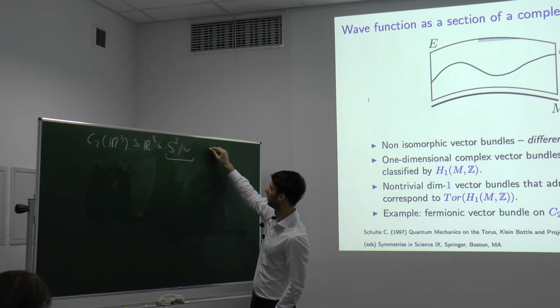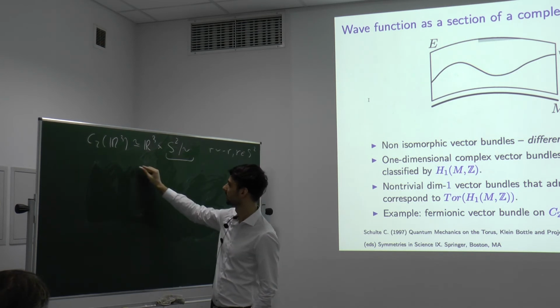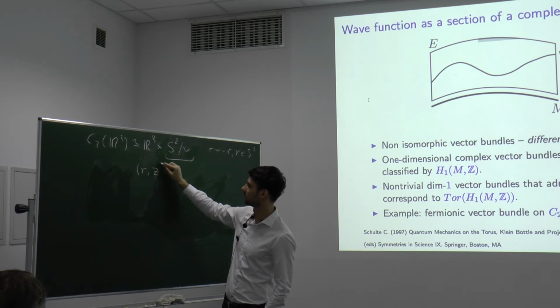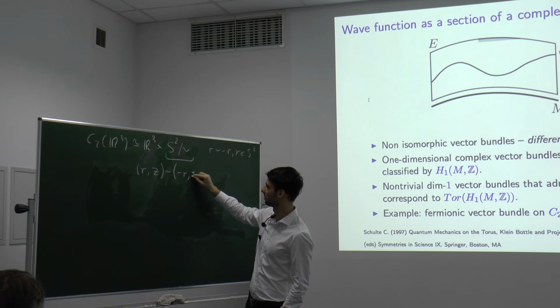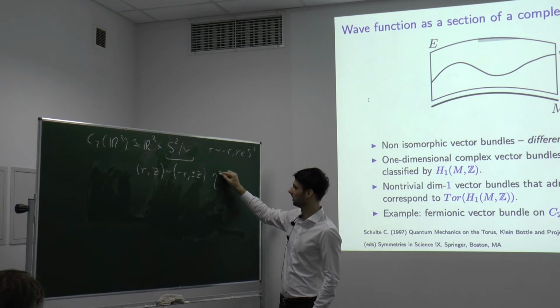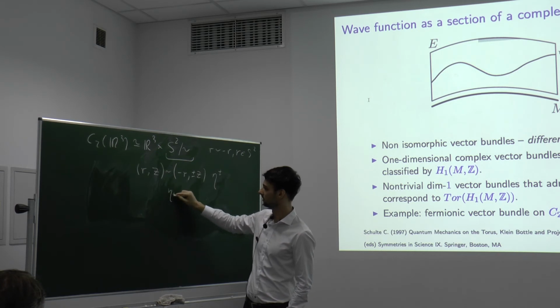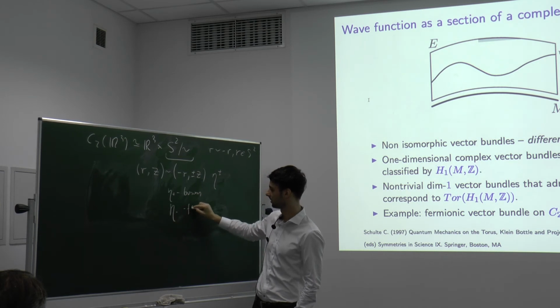So this is R with the relation of minus R, when R is in S2. And the complex vector bundles, one-dimensional ones, are of this form. To each point of the sphere, we assign some complex number Z, and this can be in relation with minus R and plus or minus Z. And this is what we would call eta plus or minus. Eta plus are bosons, and eta minus are fermions.